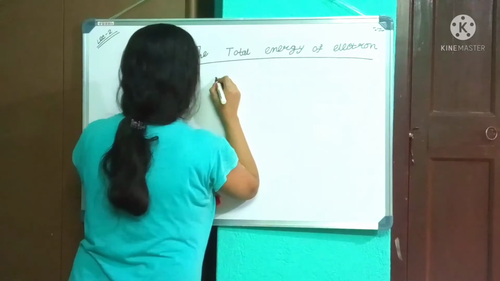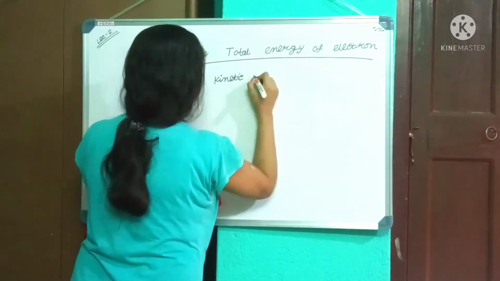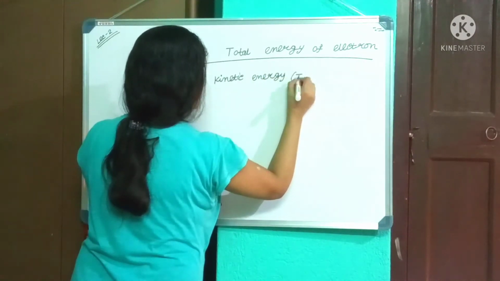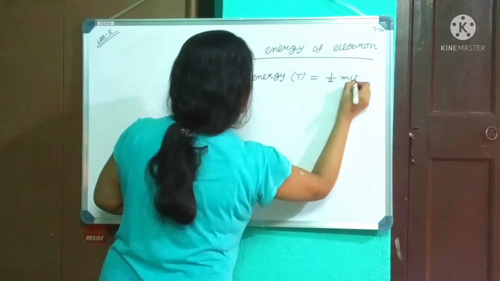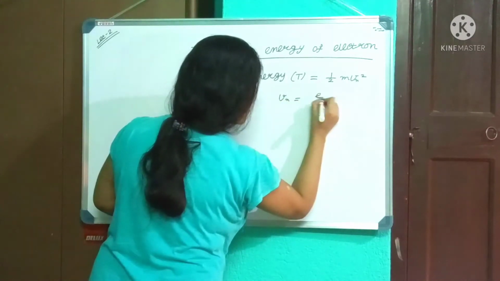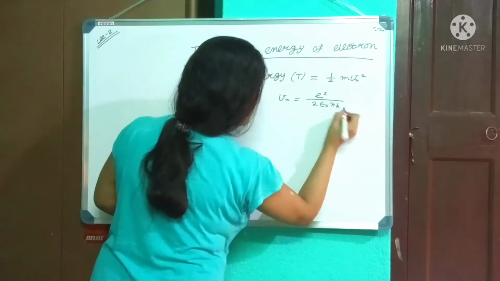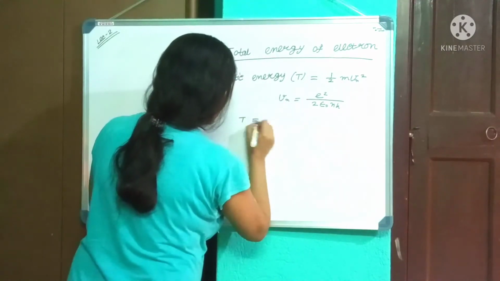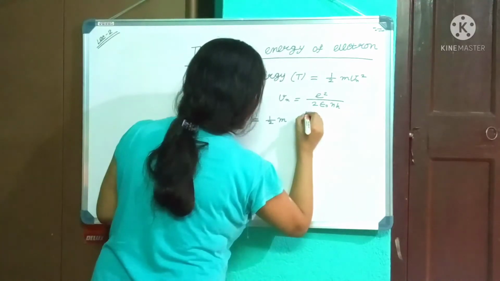The total energy of the electron. Kinetic energy: we'll first calculate the kinetic energy of the electron. Kinetic energy T equals half m vn square, where vn is the velocity of the electron in the nth orbit. Now vn equals e square by 2 epsilon naught n h. We'll put the value of vn in the expression of kinetic energy T.